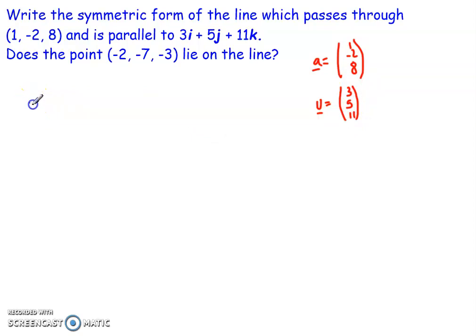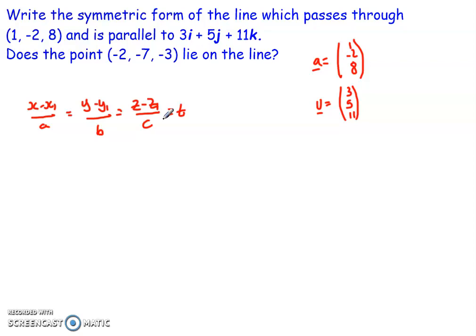Now remember, for symmetric form, it was (x - x1)/a = (y - y1)/b = (z - z1)/c. Now I'm going to keep the equals t in here because it will come in useful later. If you didn't put the equals t, that's fine. As I've said, you may not see it written in some textbooks and some exercises that you'll do.